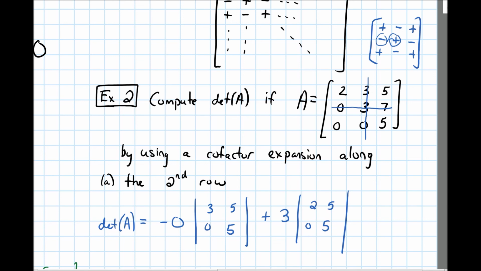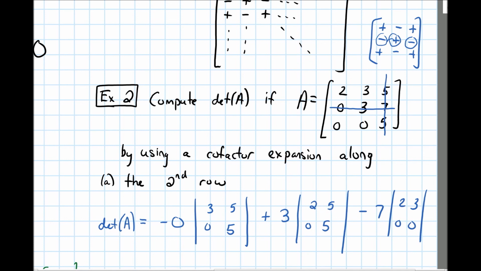Okay, so let's erase those extra lines that I drew in. And then finally we go to the last entry of that row, which is a 7. So I'll write 7. And the sign associated with the 7 is this negative symbol. Then I multiply that by its corresponding determinant that I get when I cross out the row the 7 is a part of and the column the 7 is a part of. So that leaves me with the entries 2, 3, 0, 0.